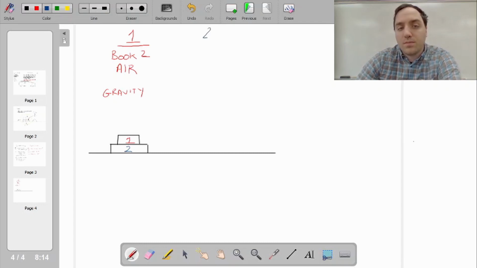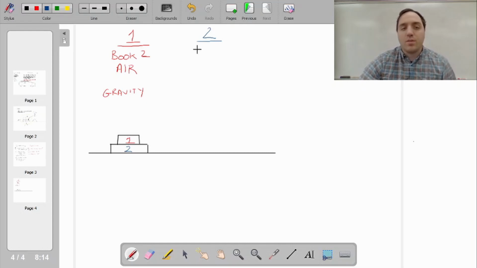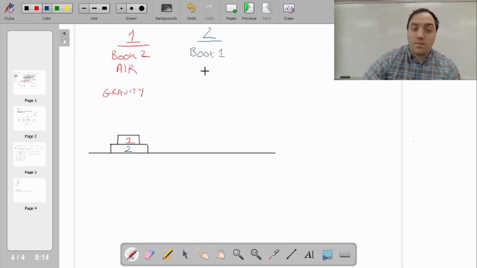What about book two? Can you identify all the forces acting on book two? Give it a try on your own and check back after the pause. What's touching book two? Well, we have book one. We have the air again. We have the shelf. And we have gravity.